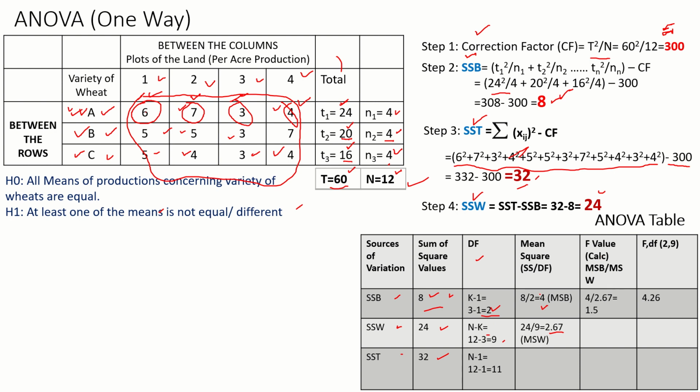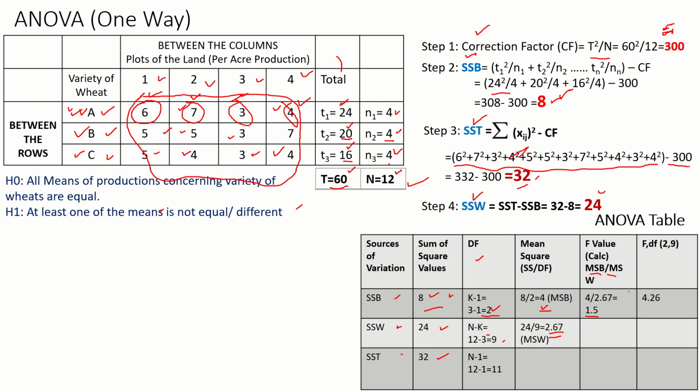Once we get both the mean square between and the mean square within, we can also calculate the F value. This is MSB divided by MSW. MSB is 4 divided by 2.67, so we are getting 1.5. Now we have got the calculated F value.